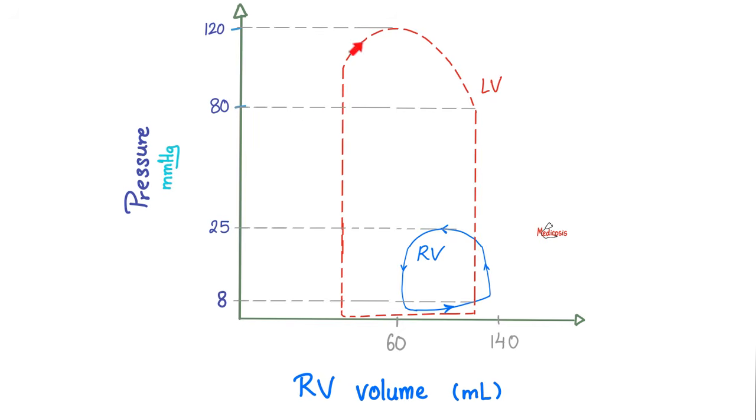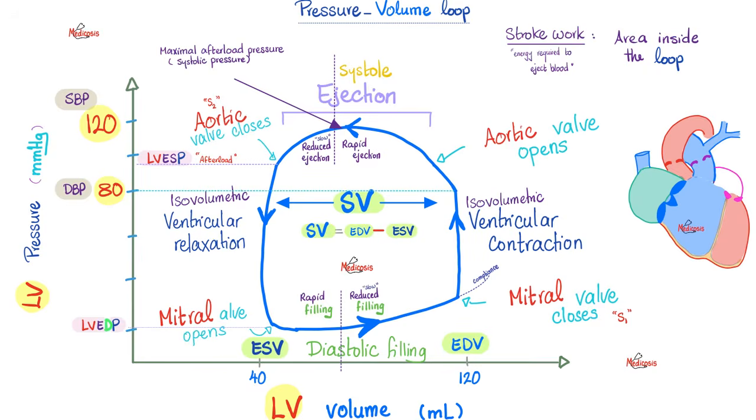Or you can plot the left ventricle against the right ventricle. I think you can see the difference between the 120 and the 25. This is the pressure during systole in the left ventricle, and this is the pressure during systole in the right ventricle. During diastole, however, both of them are almost zero, unlike the big arteries that are capable of elastic recoil. Let's take it to the next level.